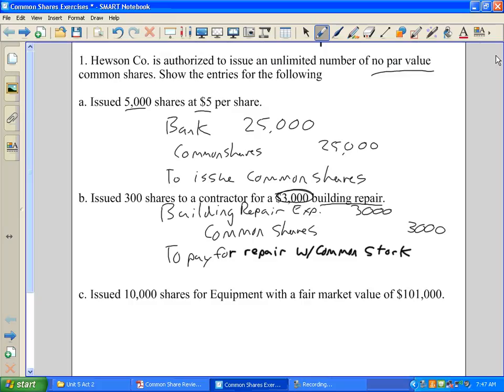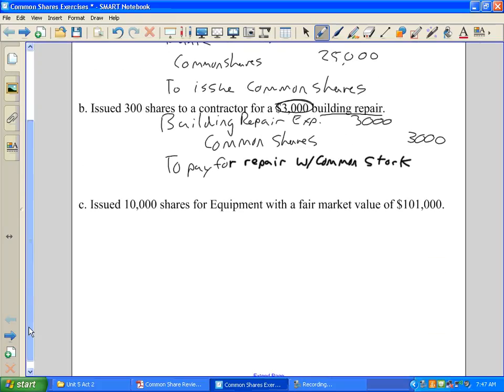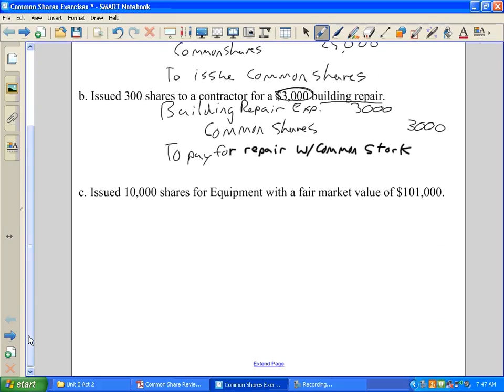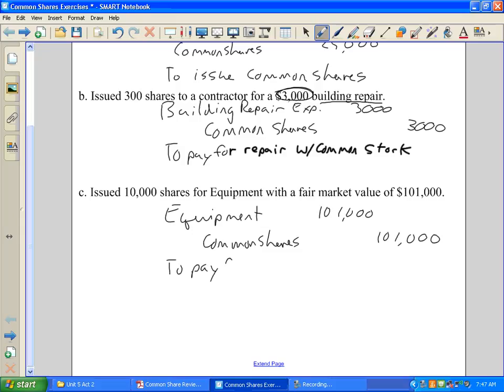There we go. Now, the last one is a similar idea. We've bought some equipment, and for whatever reason, they've decided to pay for it with common shares. What we use in this case is the fair market value of the equipment as the value of both the equipment, of course, and of the shares that we've distributed out. And that's pretty simple, to pay for equipment with common shares.